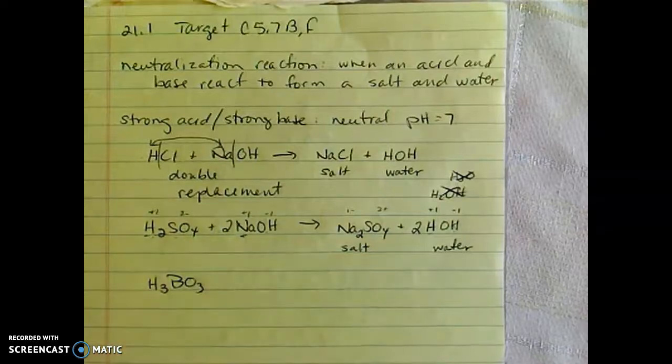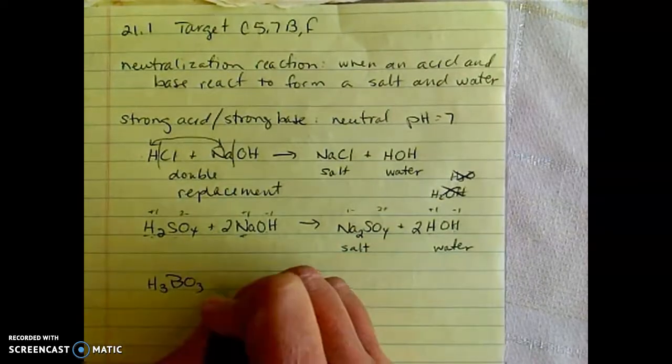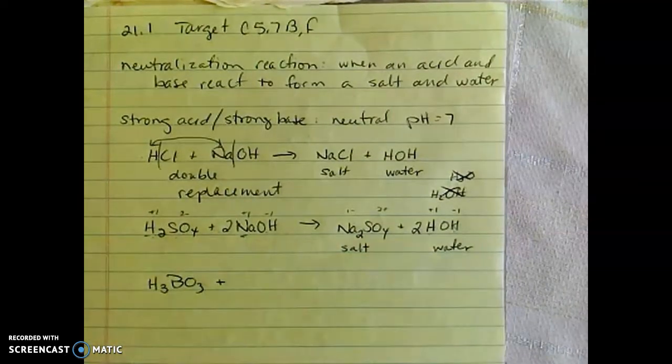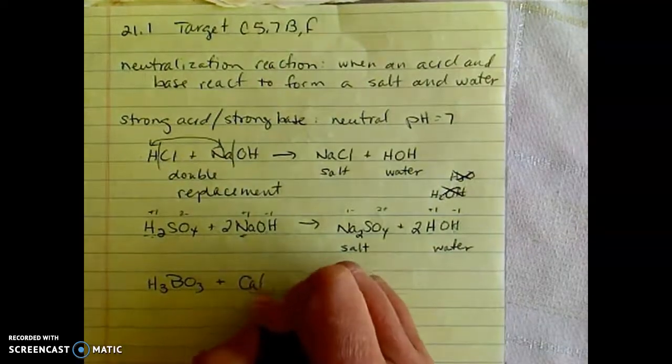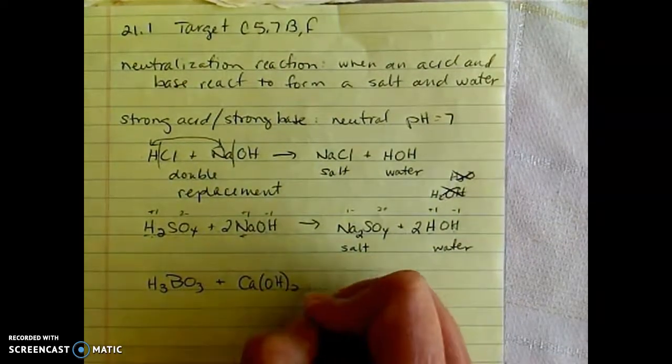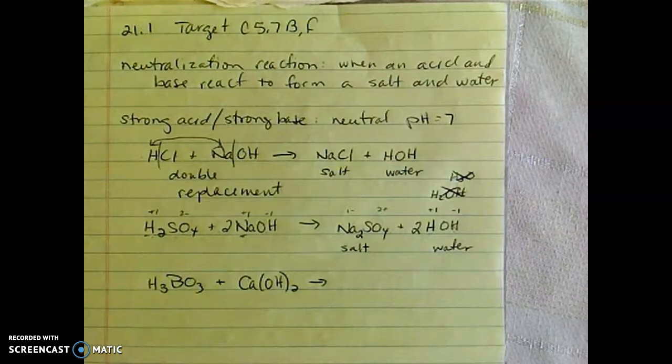H3BO3, I believe it is. Might be a BO4. And then let's do calcium hydroxide, Ca(OH)2. Why would this be more difficult? Well, it's not really, except you really have to check your charges and you have to be careful when balancing.